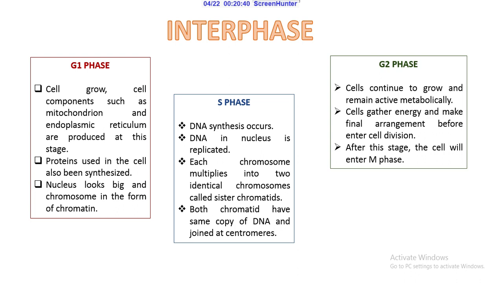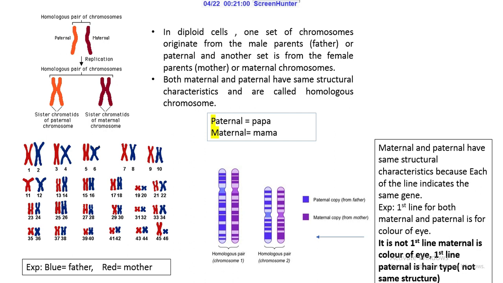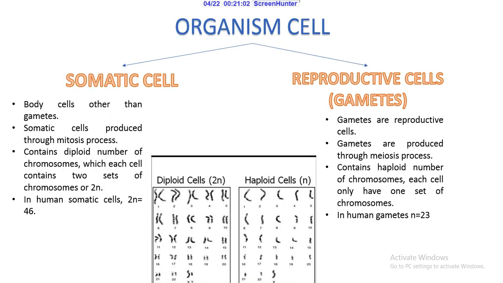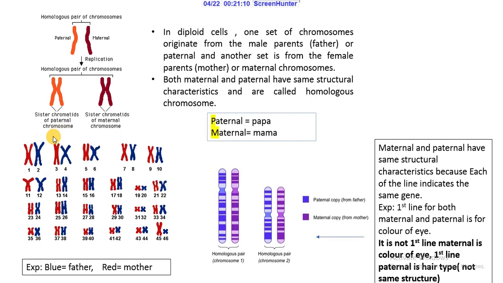And next it will go to the S phase. S phase is the phase where DNA synthesis occurs. The DNA in the nucleus is replicated. If you can see the diagram that I showed you before, here you have two. This is an incomplete chromosome, or incomplete sister chromatid, but this one is the complete one. This one will undergo replication to become this.